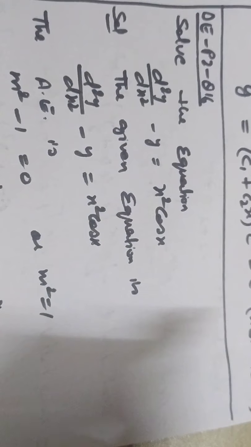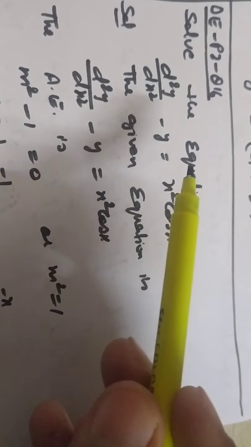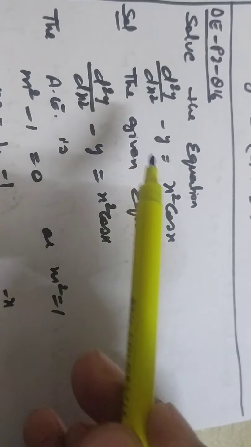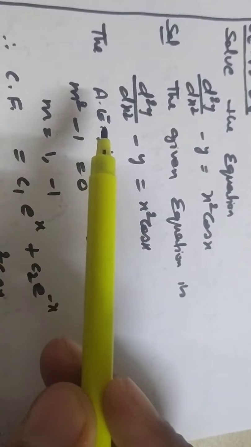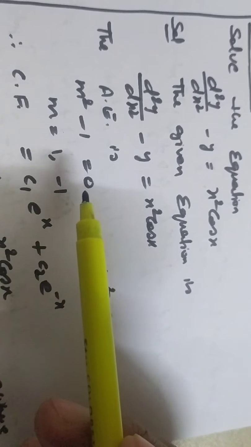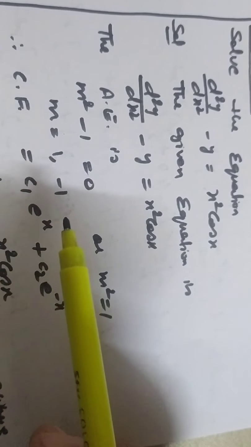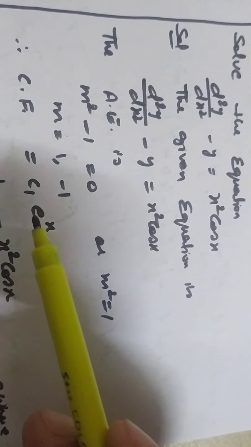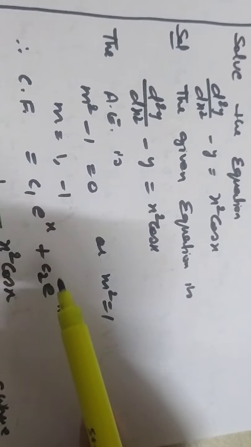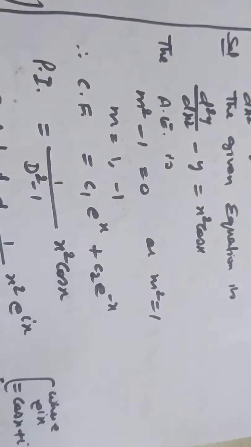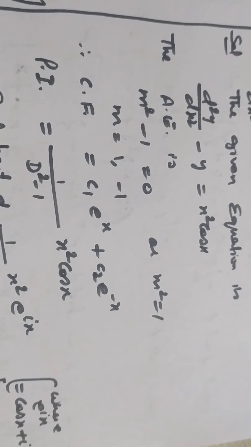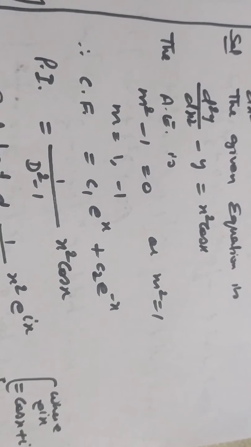Now the question number 16. Solve the equation d square y over dx square minus y is equal to x square cos x. In this equation again you write down the auxiliary equation m square minus 1 equal to 0. M is found to be 1 and minus 1. For these two values of m you write down CF as c1 e raised to 1x plus c2 into e raised to minus 1x. Now to find the particular integral, 1 over D square minus 1 x square cos x.